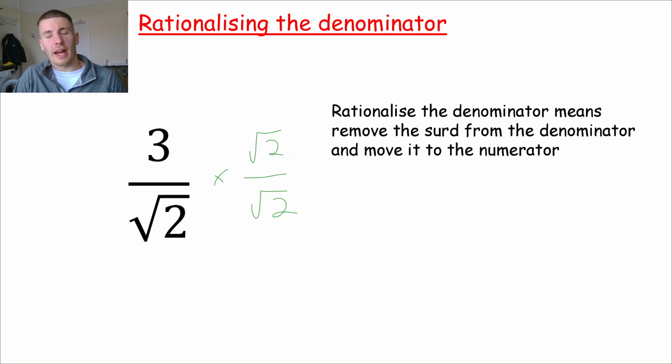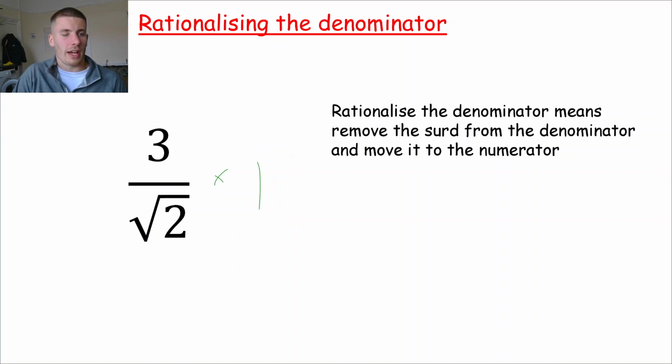Now, the reason that you can do that is because if you're timesing something by root 2 over root 2, well, what is root 2 divided by root 2? It is simply equal to 1. So root 2 over root 2 is the same thing as timesing the whole thing by 1. And of course, if you times something by 1, you keep it exactly the same. That is why it is a legal move. You're allowed to times the surd by root 2 over root 2, because effectively you're timesing it by 1.